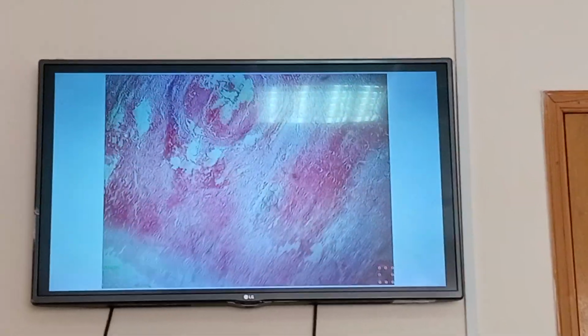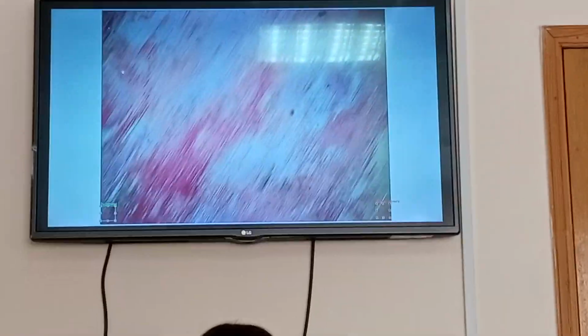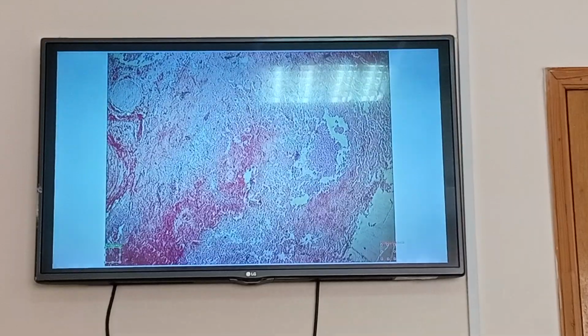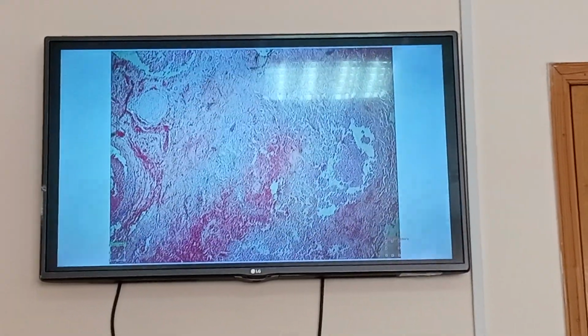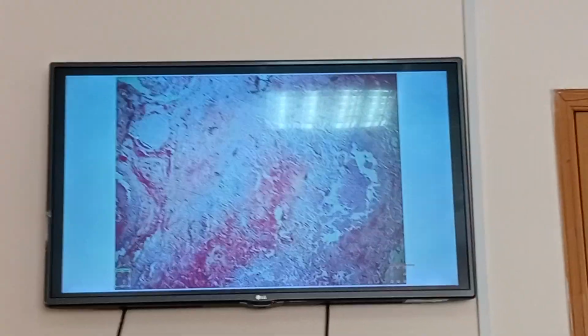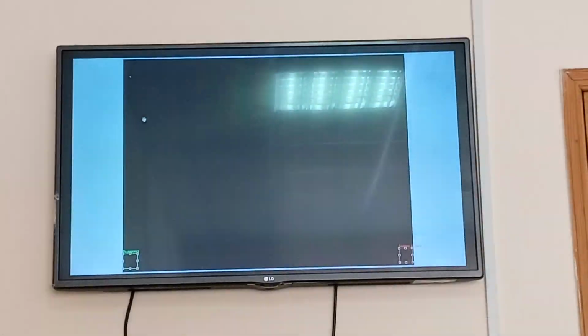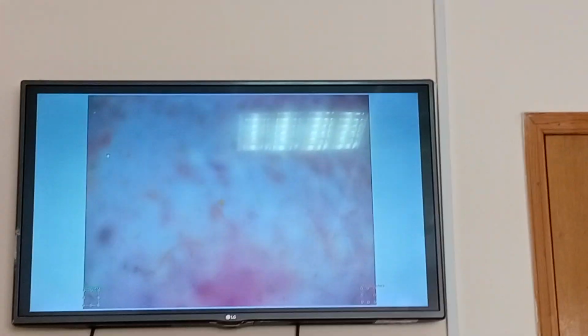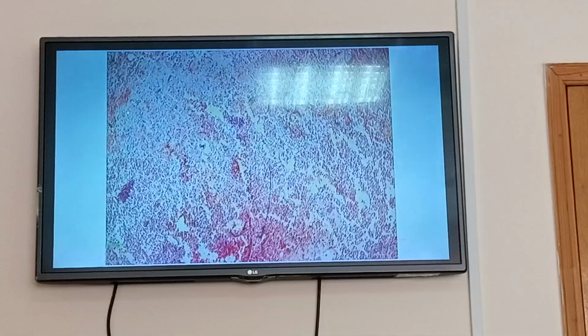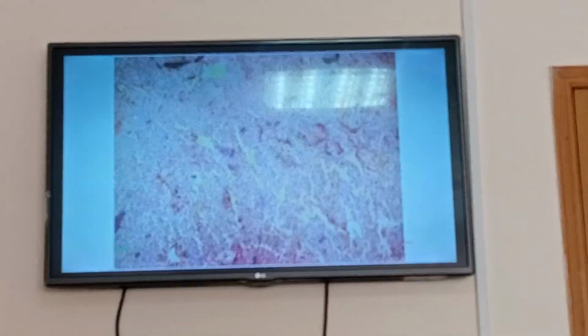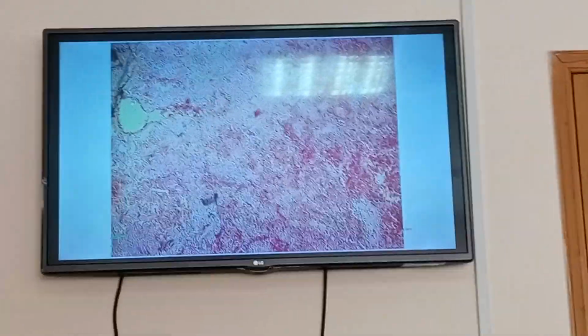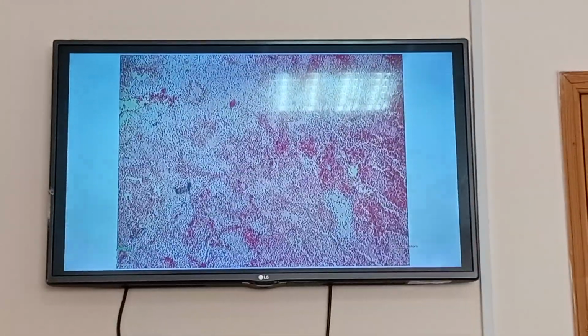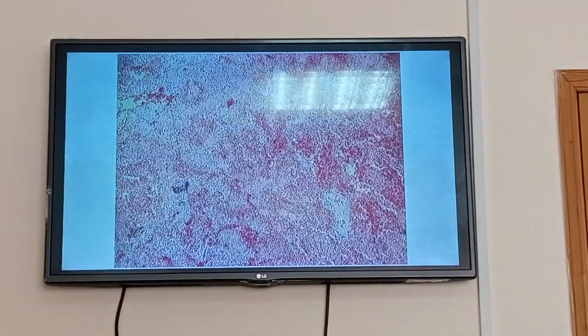with different, which is infiltrated by inflammatory cells. In chronic inflammation, it will be granulomatous or non-granulomatous, if you remember. Okay, these are lungs. So what you can see here? We can see here hemorrhage, which is red in color, and infiltration by inflammatory cells.